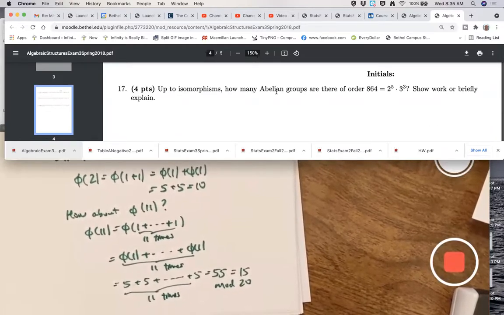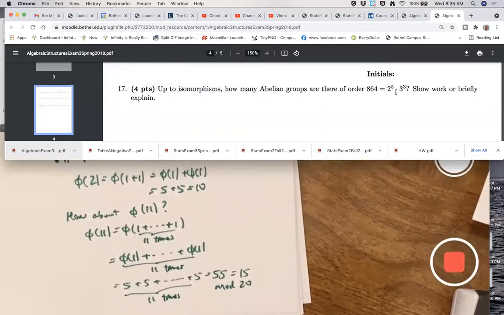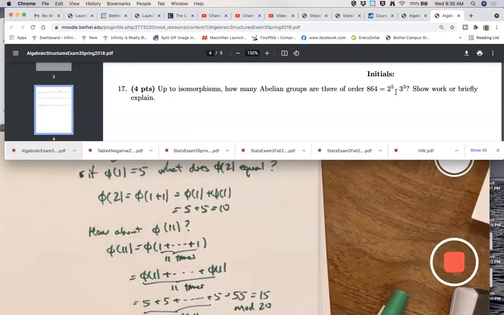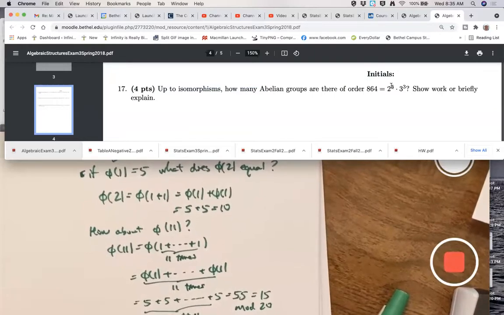This one's from chapter 11 about finite abelian groups. How many abelian groups are there of this order? Show your work or briefly explain. And the key, if you recall, to doing this quickly at least, is to figure out how many partitions there are of the exponent 5 and how many partitions there are of the exponent 3 and multiply those answers.